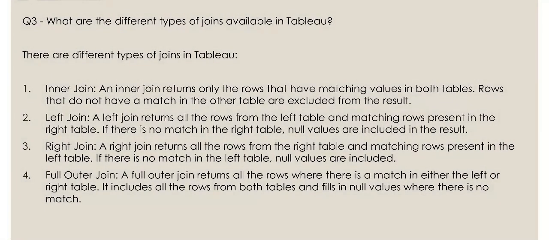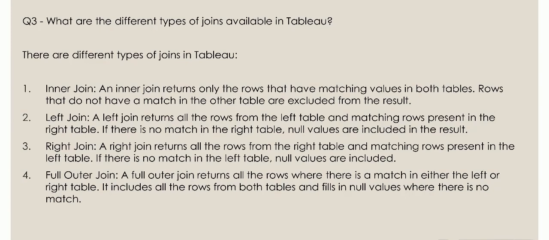Q3. What are the different types of joins available in Tableau? There are different types of joins in Tableau. Inner join: an inner join returns only the rows that have matching values in both tables. Rows that do not have a match in the other table are excluded from the result.